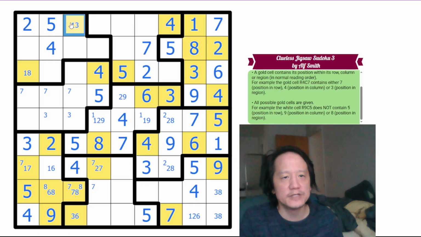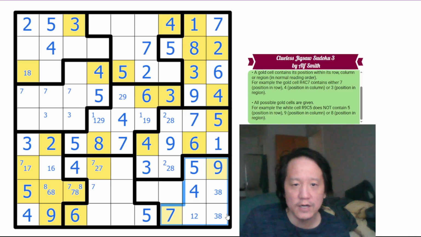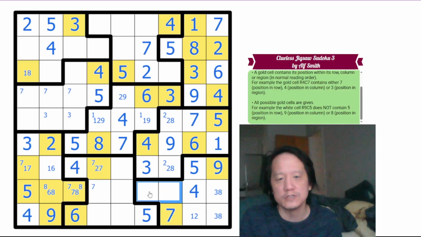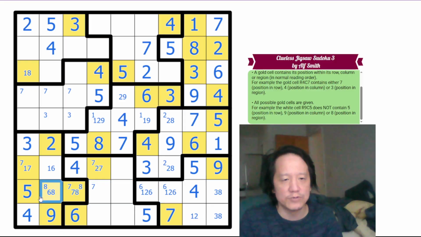This 1 eliminates 1 in the row, so this is 3. This 3 eliminates 3 in the rest of the column, so it's 6. This 6 eliminates 6 in the rest of the row, so that can't be 6. The rest of the digits in region 9 are 1, 2, and 6 because of the 3-8 pair here. So 6 has to be one of these two cells, which eliminates 6 in the rest of the row.